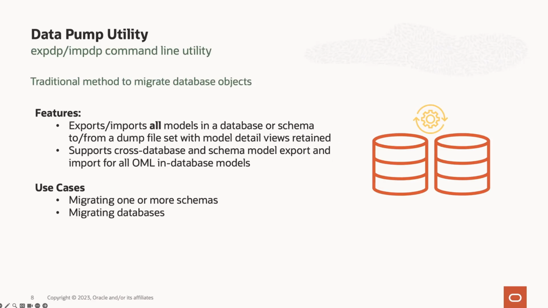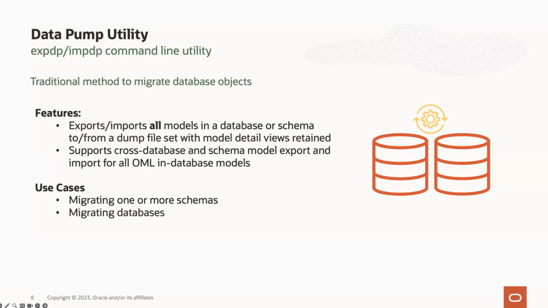The Oracle Data Pump utility consists of the expdp and impdp commands. You can use either of these commands to export and import entire schemas or databases, like I briefly mentioned. The Data Pump export utility writes the schema objects, including the tables and OML model content, including the metadata, to a dump file set. And this Data Pump import utility retrieves those schema objects, including the model tables and the metadata, from the dump file sets and restores them in the target database.